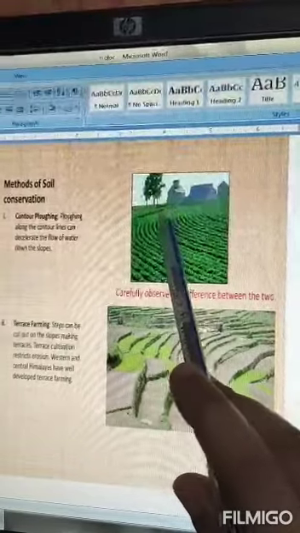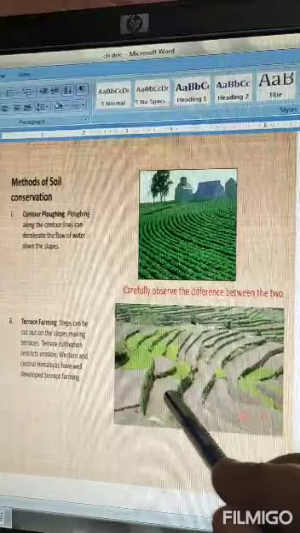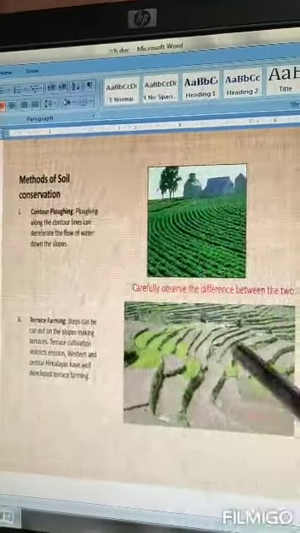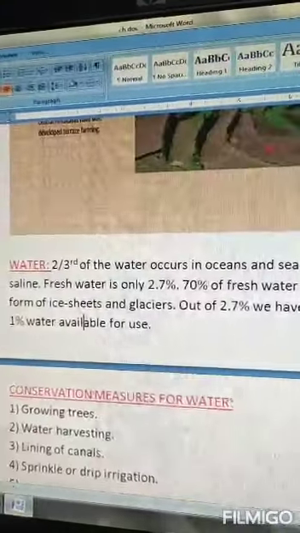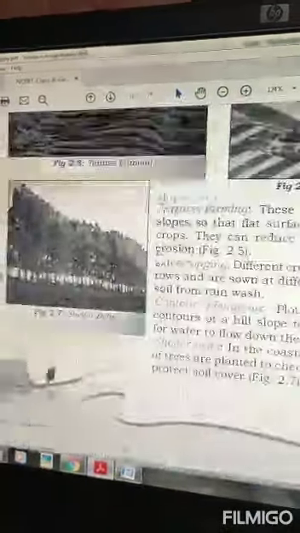Here, farming is done along the slope of the hill, and here steps are built. So these two are different, don't confuse them. Okay, so the next thing that we will start is water resources.